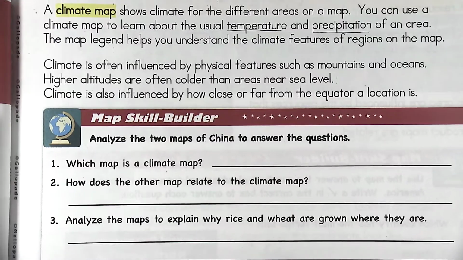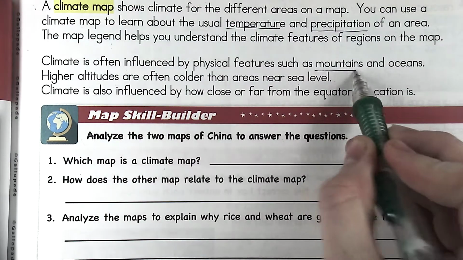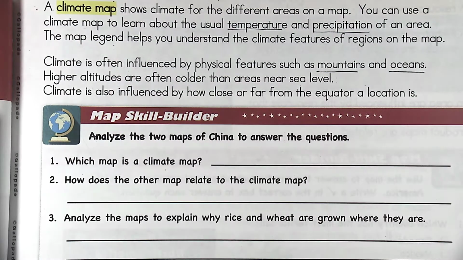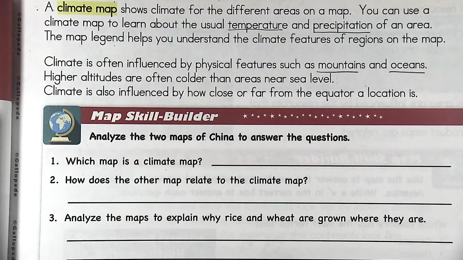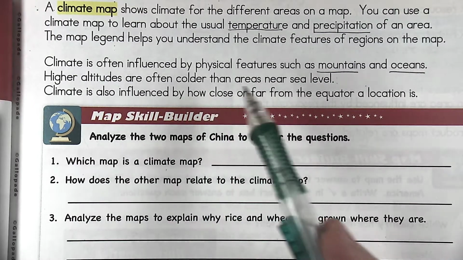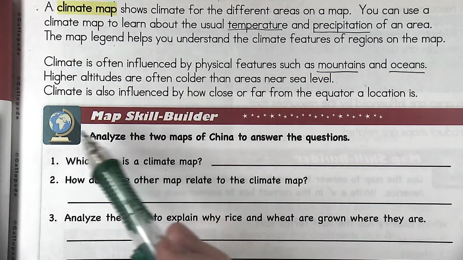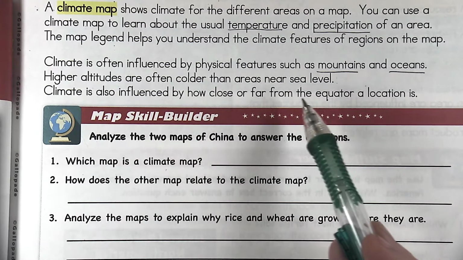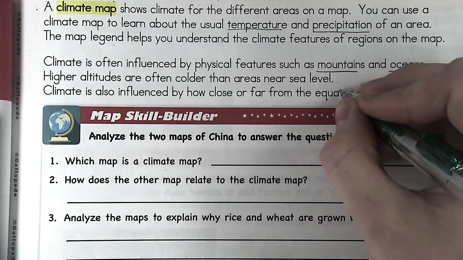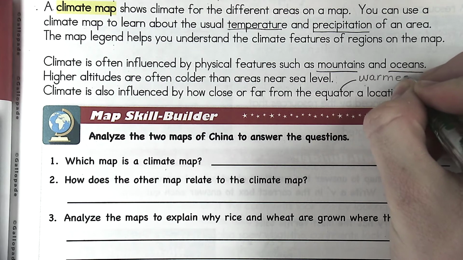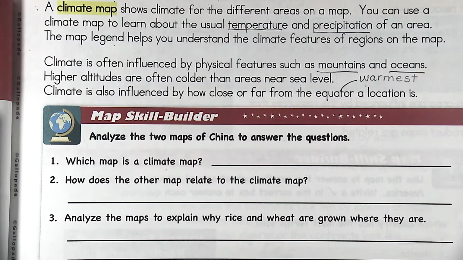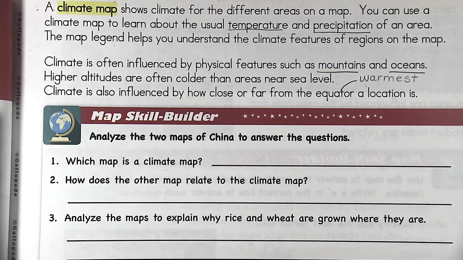Climate is often influenced by physical features such as mountains and oceans. If you live near a mountain, it's probably a little bit of a colder area. If you live near an ocean, it kind of depends on where the ocean is, but you may have more of a breeze from the waves. Higher altitudes are often colder than areas near sea level, like I just said. Climate is also influenced by how close or far from the equator a location is, because remember, the equator is the warmest part of the Earth. Hint, hint, you do need to know that. Okay, let's go ahead and look at these maps.